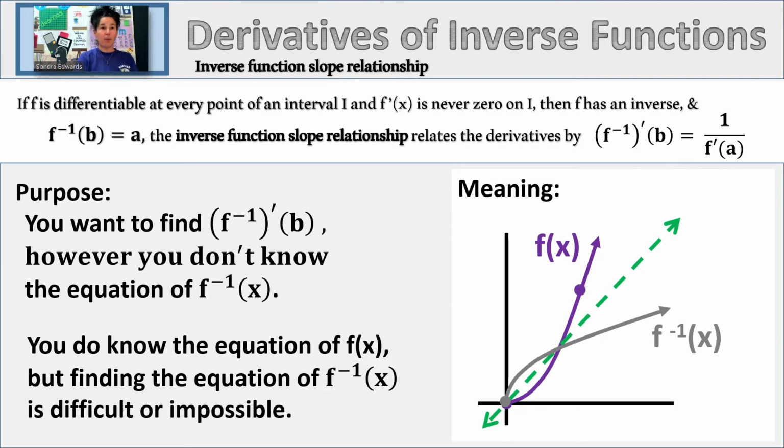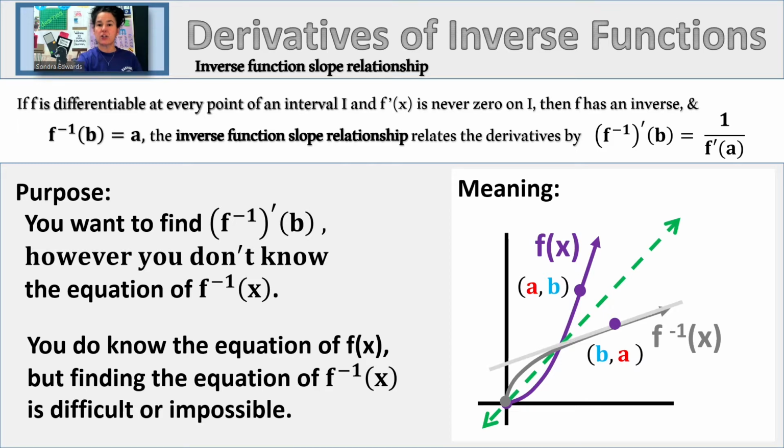Now, if I have a point on f of x, and I'm just randomly picking a point on f of x, and I'm going to call that point a comma b. Well, in an inverse function, all the x's and y's switch. So if this coordinate here on f of x is a comma b, if I reflect it across that y equals x line, that coordinate that's on the inverse would be b comma a.